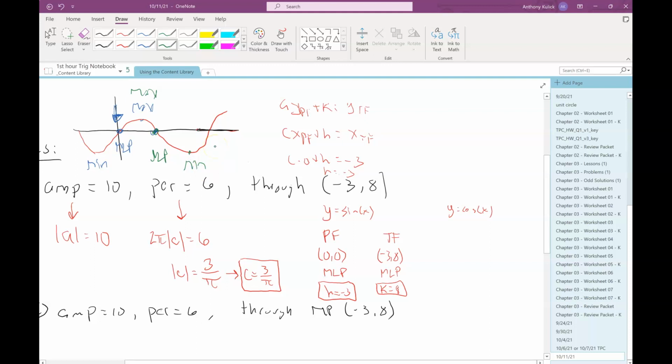Here it doesn't matter what kind of midline point we're using, because we can just pick these to be the same kind of midline point, which tells us that the A then has to be positive. So that's everything we need to write our sine answer.